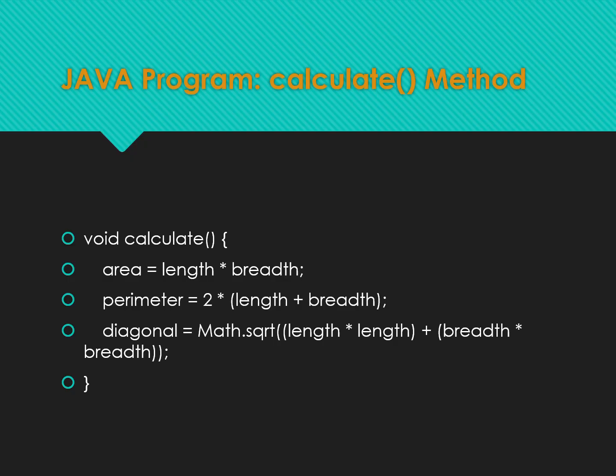Finally, we calculate the diagonal of the rectangle. According to the Pythagorean theorem, the diagonal is the square root of the sum of the squares of the length and the breadth. In Java, we use the built-in function Math.sqrt to compute the square root. The result is stored in the diagonal variable, which is of type double to handle decimal values. By using this method, we neatly separate all computations from input and output, which makes our code easier to debug, test, and reuse. The method captures the core mathematical logic behind a rectangle in a clean, organized way.